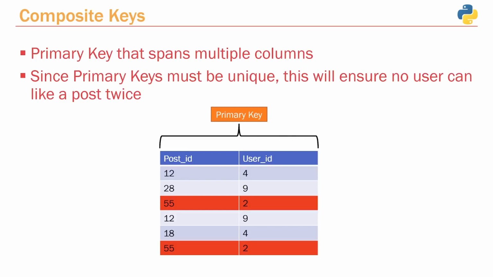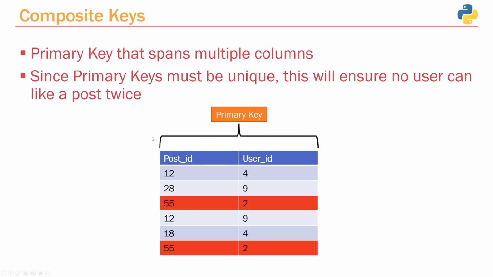We've already covered what a primary key is. It's a column in your table that ensures that every single entry is unique. And we always used a column called ID, which had an auto-incrementing integer. However, what we can also do is make use of something called composite keys. A composite key is nothing more than a primary key that spans multiple columns. We've only worked with single-column primary keys, but we can have it cover more than one column, two columns or three columns. And since a primary key must be unique, this will ultimately ensure that no user can like a post twice if we make sure that both of these columns are part of the primary key.